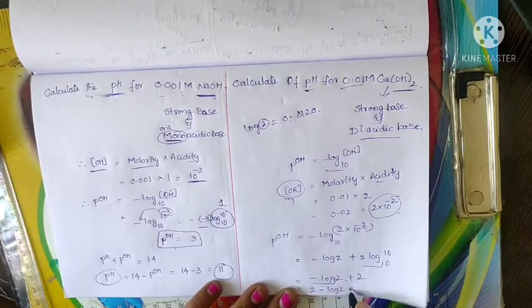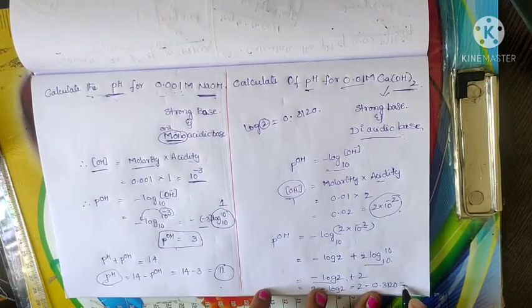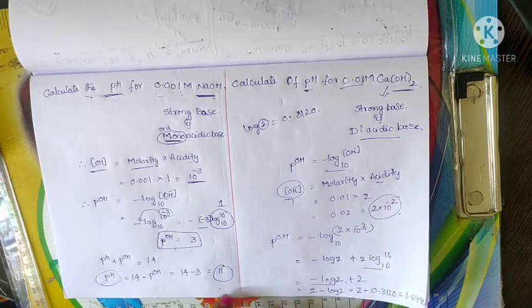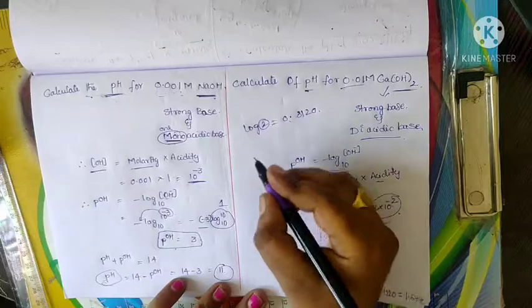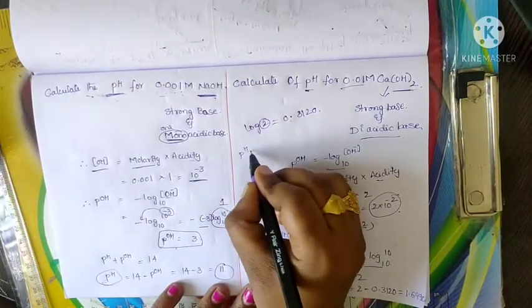So 2 minus log 2 equals 2 minus 0.3010. It is the log 2 value. The pOH becomes 1.6990.